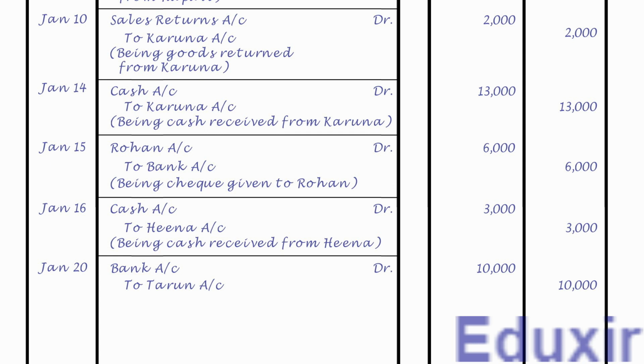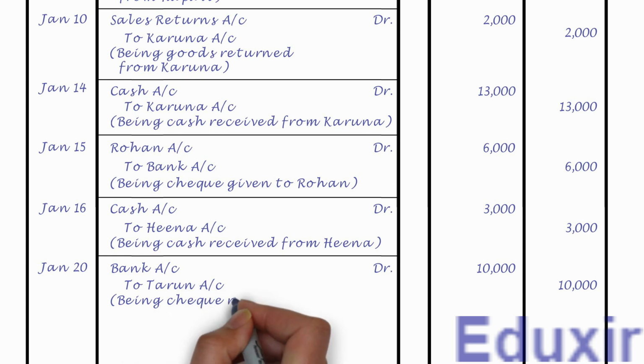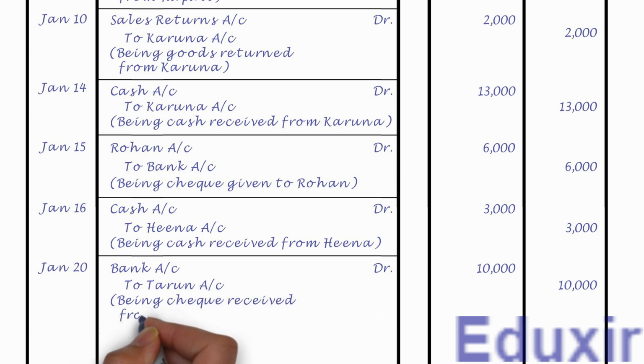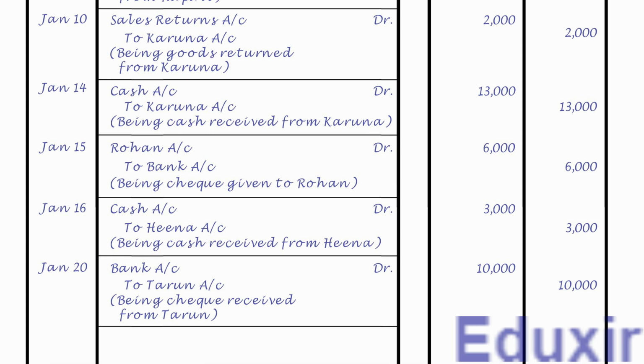Let us now record the narration or description of this transaction, that is, being check received from Tarun. Let us now draw a line to mark the completion of journalizing of this transaction. That completes the journalizing of this transaction. Let us now take up the next transaction.